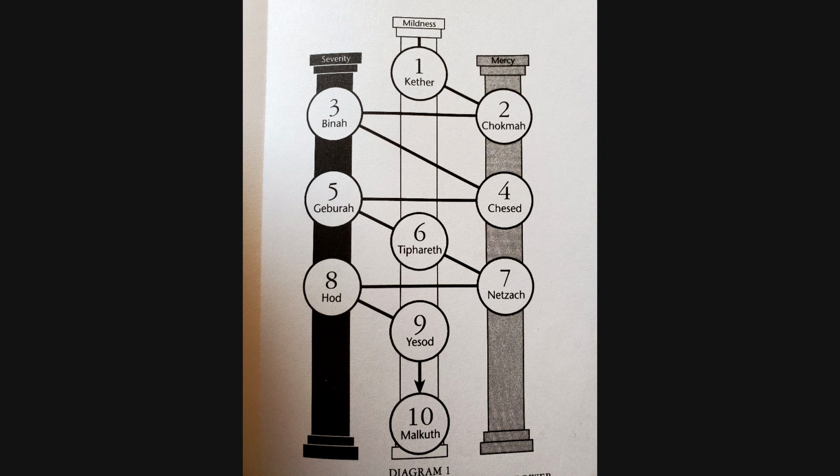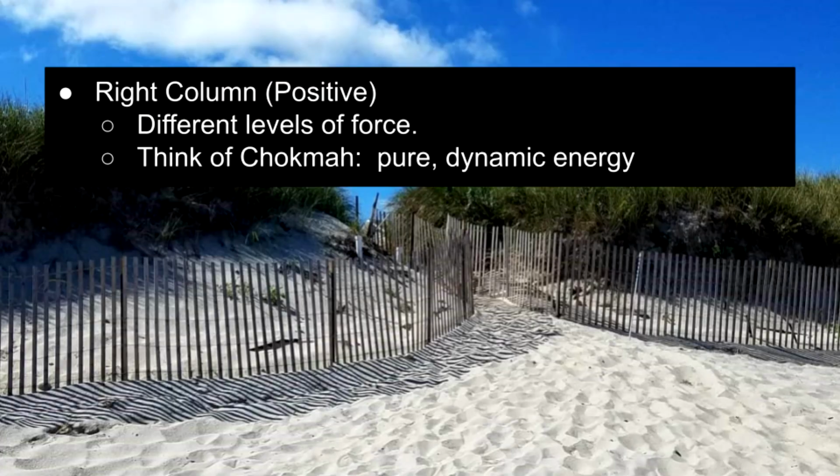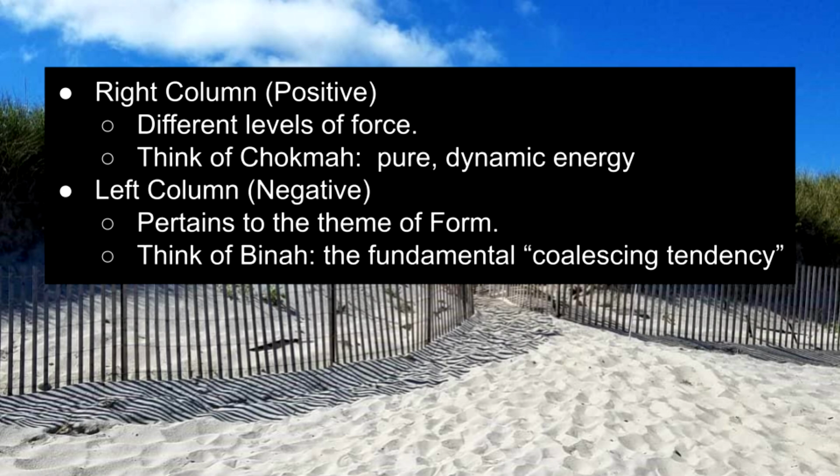By classifying the tree into 3 pillars, it shows us that the same underlying energetic trend permeates each of these columns as you move down the tree. And based on which Sephiroth you're in, the concept of polarity is going to manifest differently, beyond just the vague beginner idea of positive and negative, as I'll show throughout the video. In general, the Sephiroth in the right column are considered different levels of force, just like how Chokmah is pure kinetic outflowing energy. The left column pertains to form, like how Binah is the fundamental coalescing tendency that eventually makes physical form possible in Malkut.